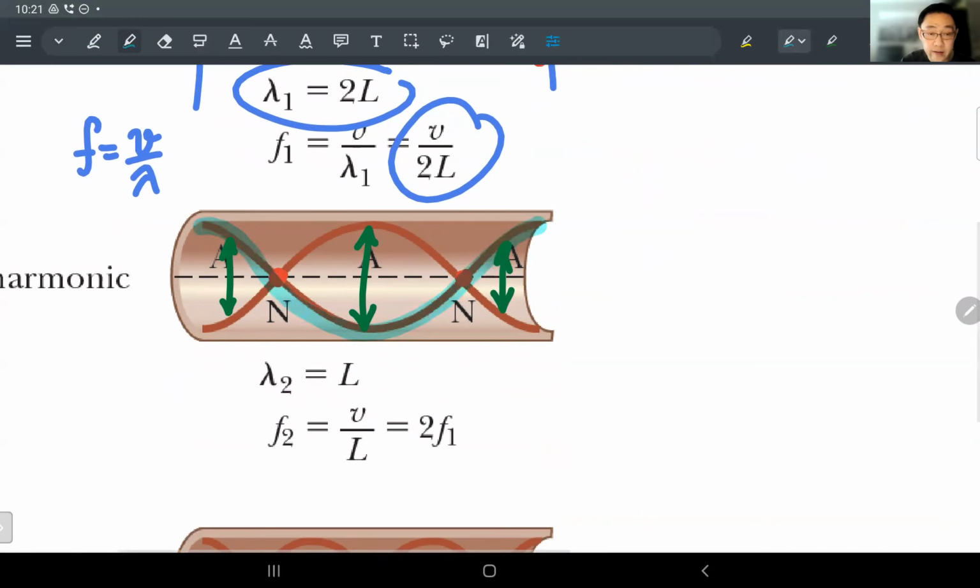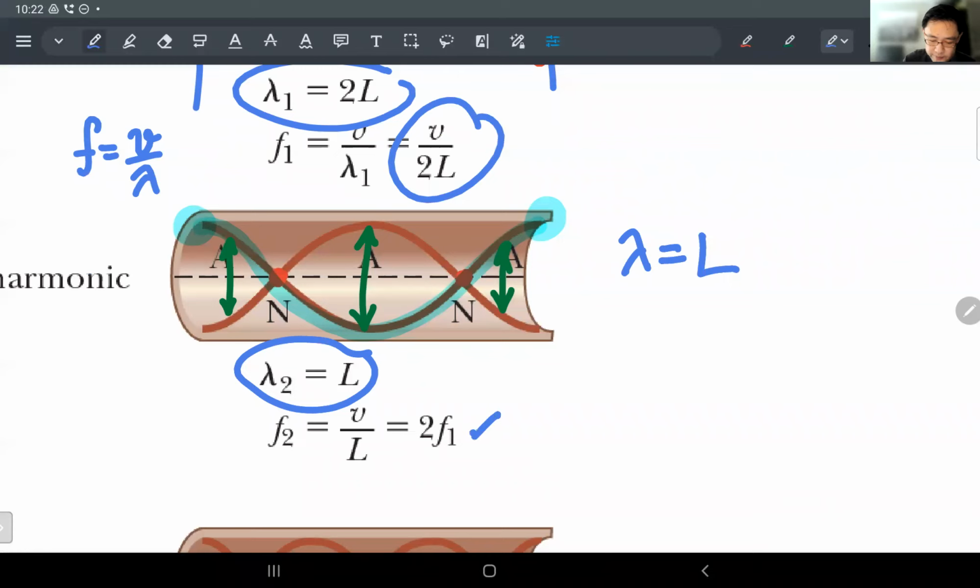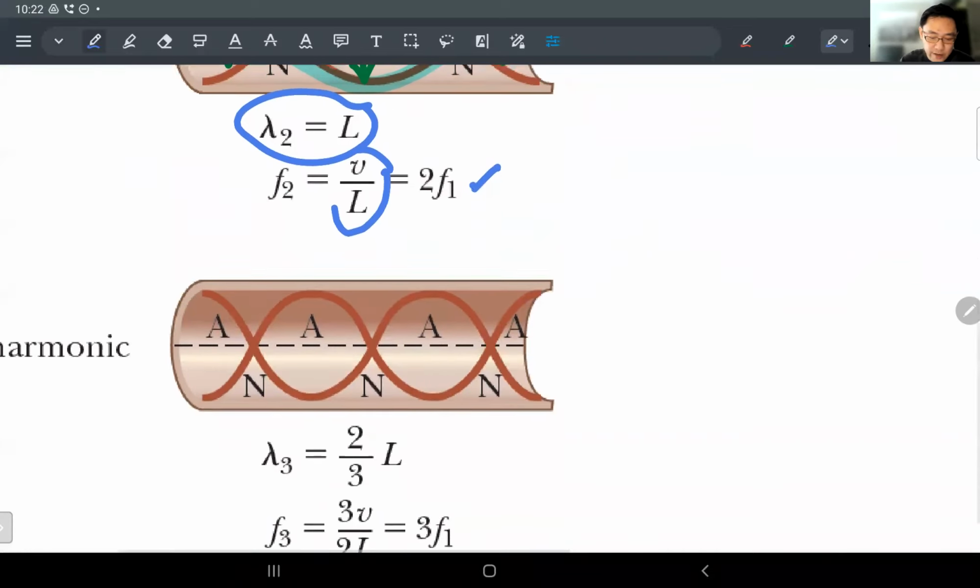That's full wavelength. You come back to the original shape of the wave. So you start from here, you end up there. That's one complete cycle. So in this one, you say, oh, one wavelength is exactly the length of the tube. That's right there. And if you want to find frequency, just take V divided by that lambda, which is L, and that's done. V over L. So you see how easy it is to determine the wavelength in the tube.